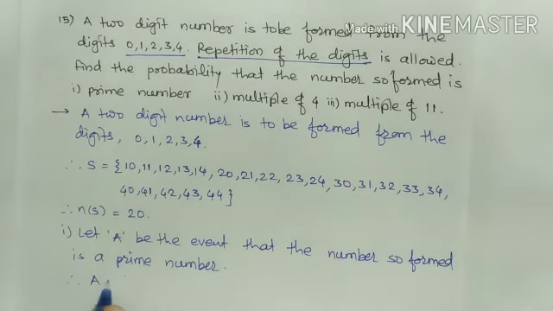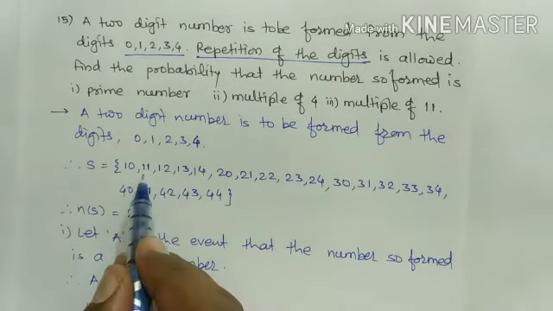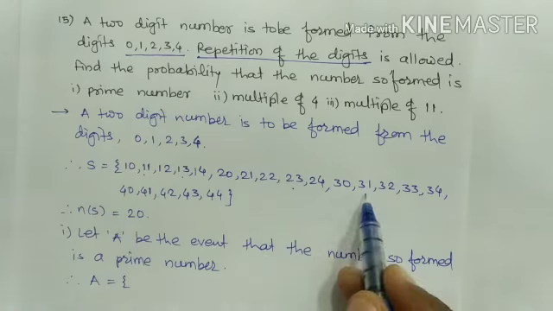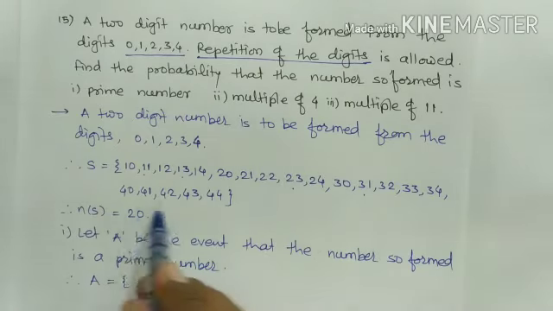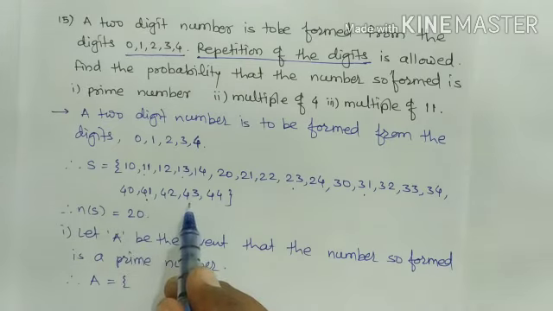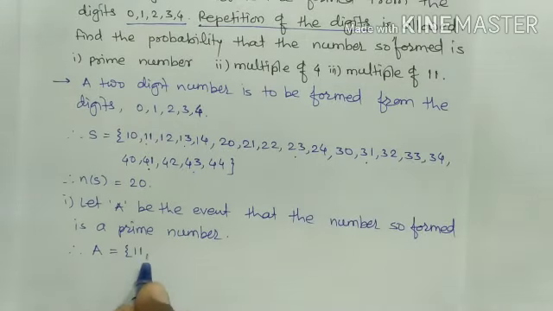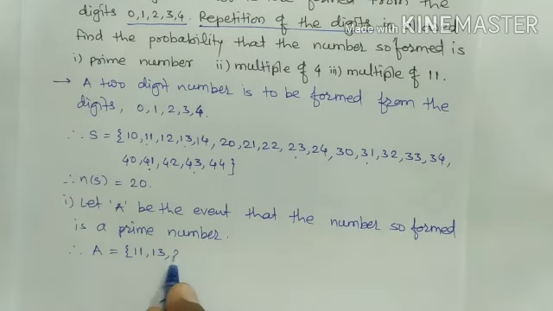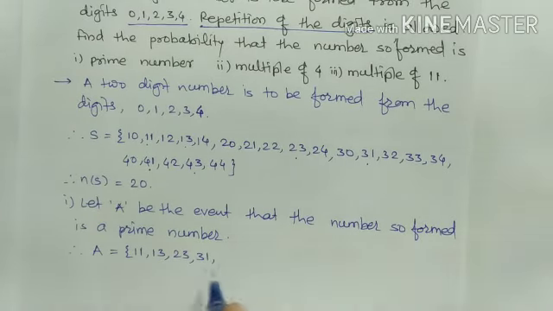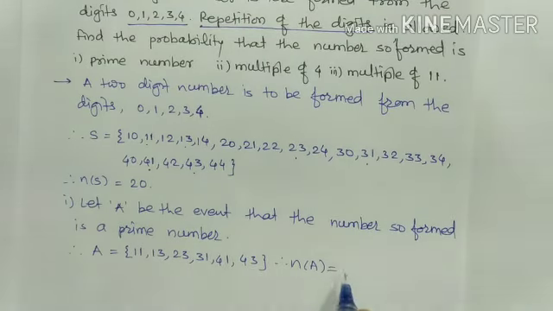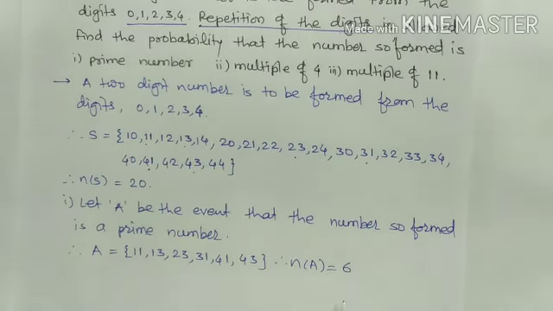Therefore, in event A, which prime numbers are there? 11, 13, then 23, 31, then 41, then 43. These numbers are prime numbers, so they will come in this event. This 11, 13, 23, then 31, then 41 and 43. Therefore, the number of A equals, see, 1, 2, 3, 4, 5, and 6. Therefore, the number of sample points in the event A is 6.